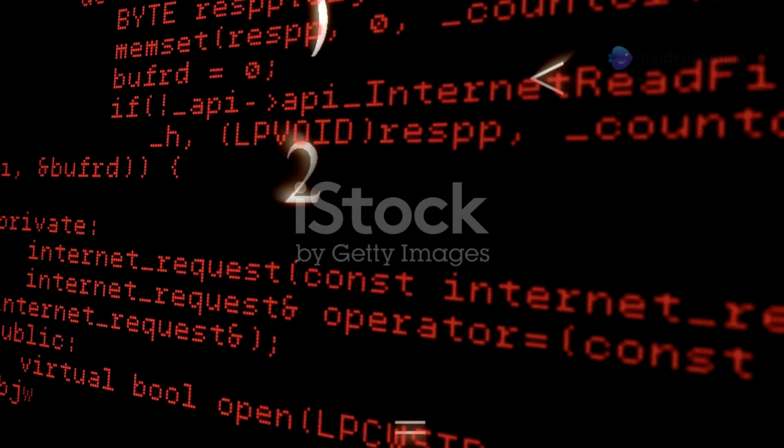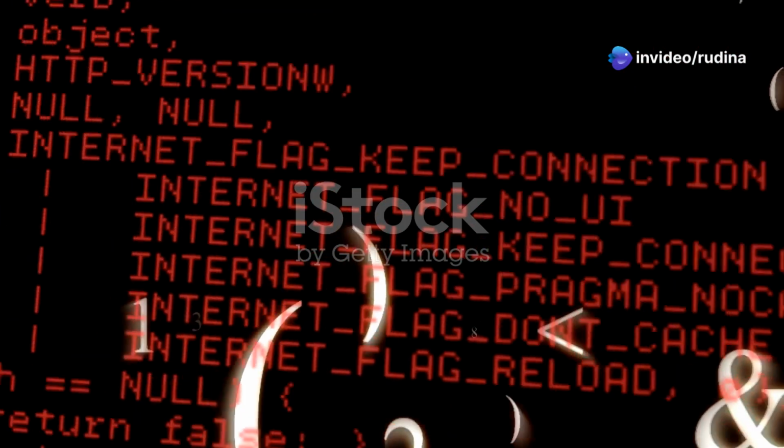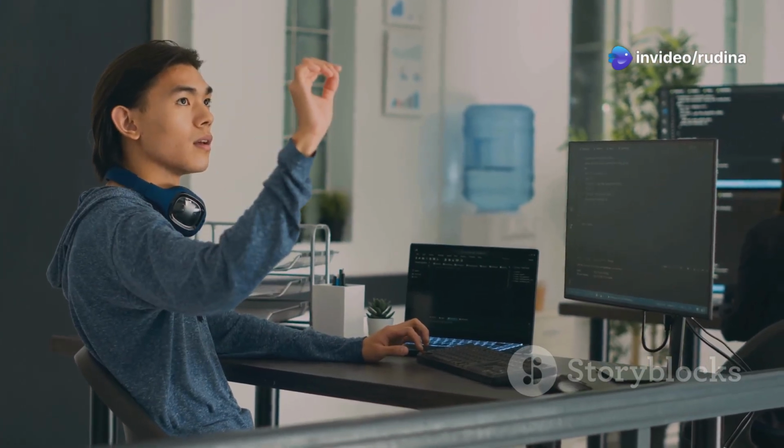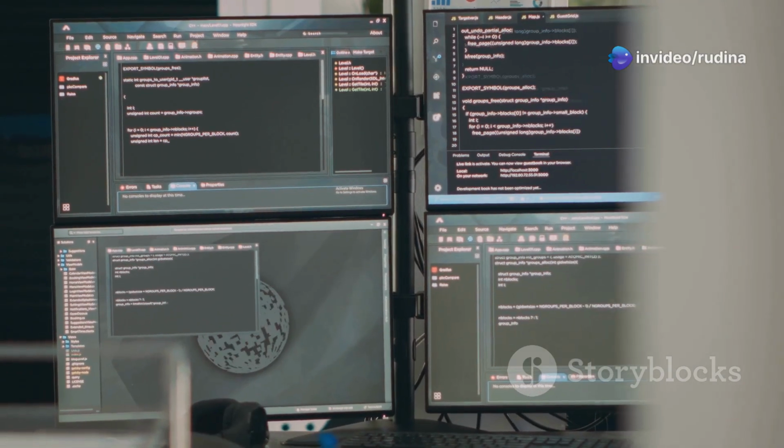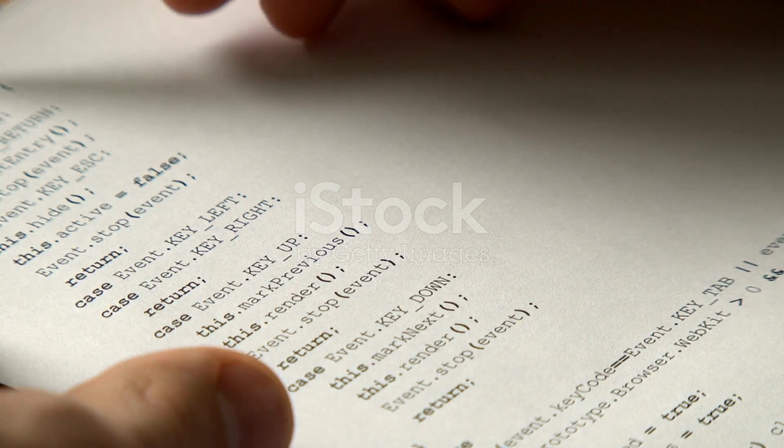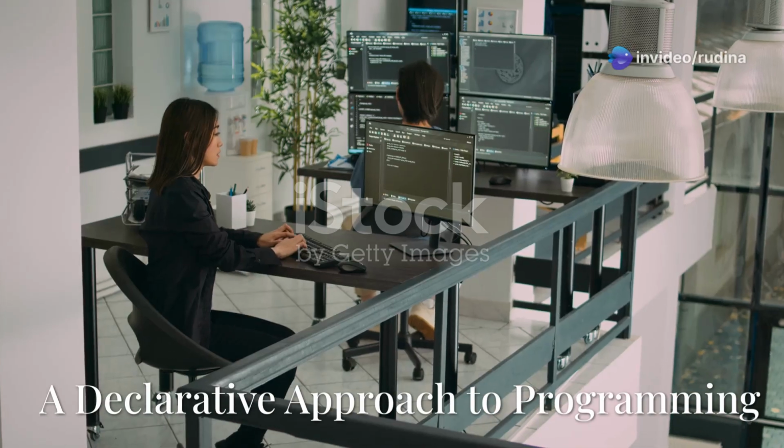Prolog is a declarative language. This means we tell it what we want, not how to get it. In other languages, we write instructions step by step. In Prolog, we declare facts and rules. Prolog figures out the rest. This makes Prolog perfect for tasks where logic is key, like AI and NLP.